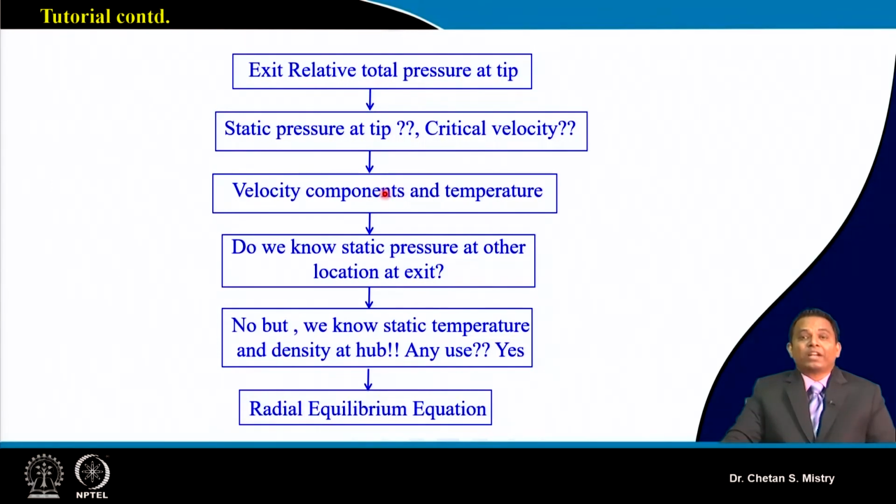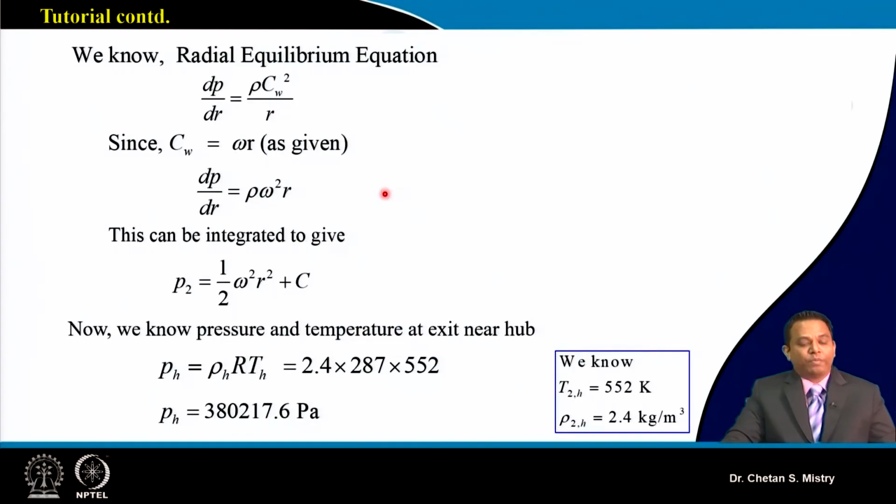So in order to do that calculation, let's see how we proceed. What we know is that my static pressure is correlated with my whirl velocity component by our radial equilibrium equation. So we say dP by dr is given by rho Cw square by r. Now this Cw we are writing as omega into r. If we put this in the formulation, dP by dr will come as rho omega square into r.